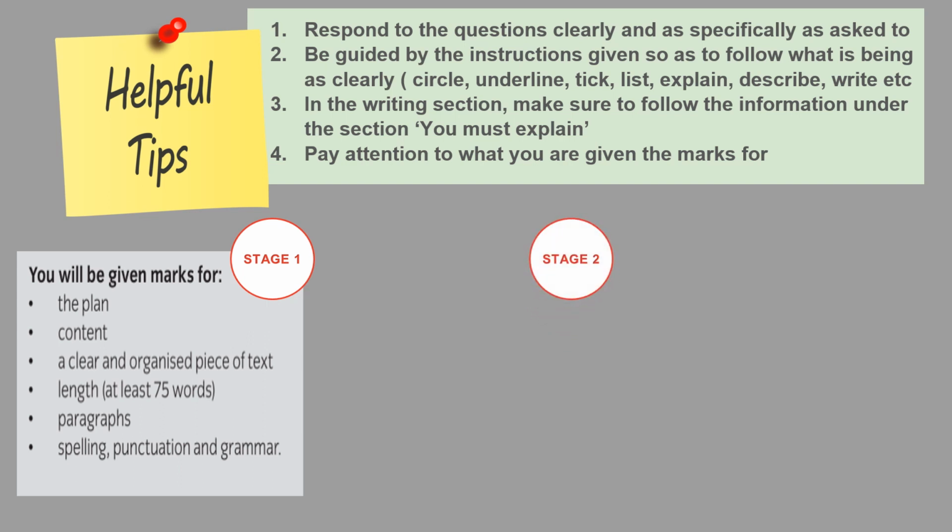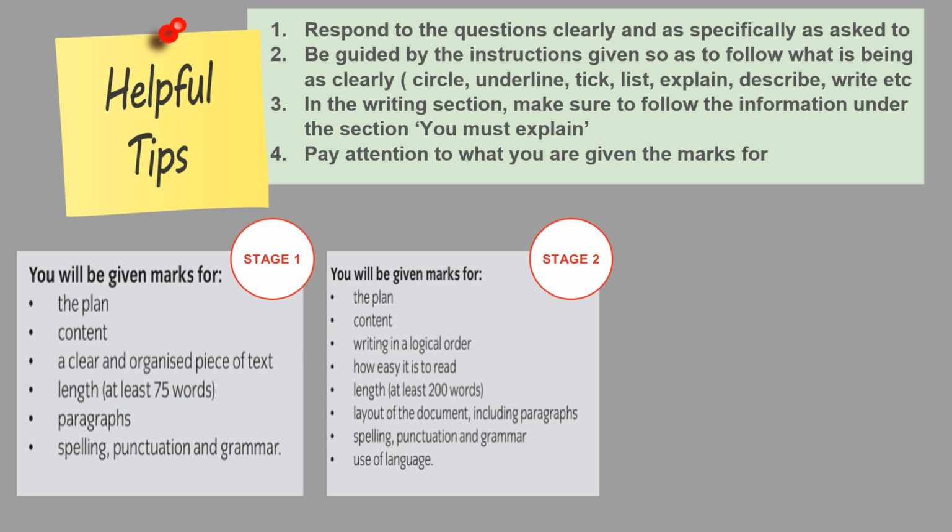At the stage 2 level, you're given marks for the plan, the content, writing in a logical order, making sure that information you write is easily read, and at least having 200 words. You're given marks for the layout of the document, including your paragraphs. Again, you're asked to focus on ensuring that there are no spelling, punctuation, and grammatical errors, and the language is used accurately.